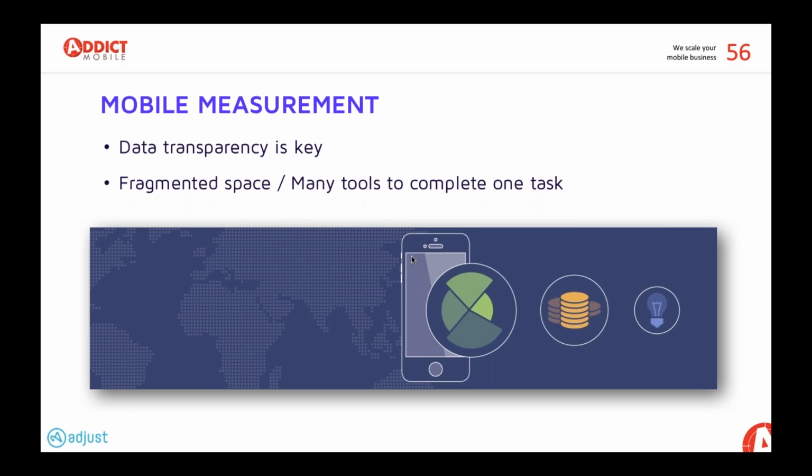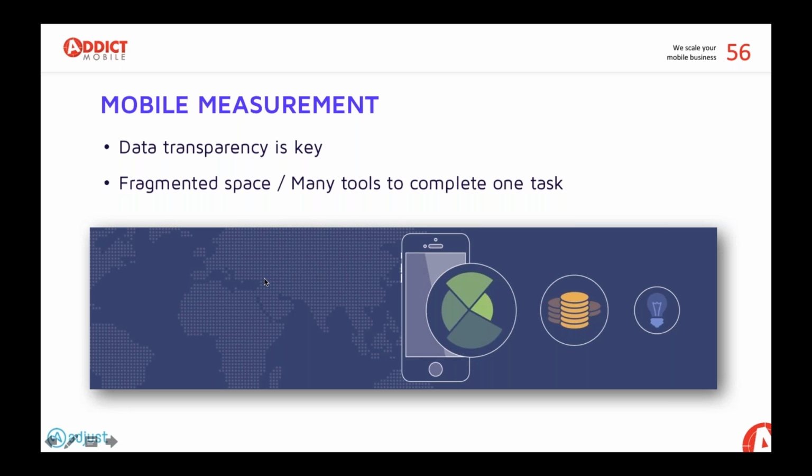Second problem is the fragmentation. We found out that most of our clients are using several different tools to measure their campaigns. For example, measurement partners to see the installs, but then they use their own BIs and they connect via some APIs to networks to get the cost of their campaigns, which is very time-consuming and resource-intensive on their side.